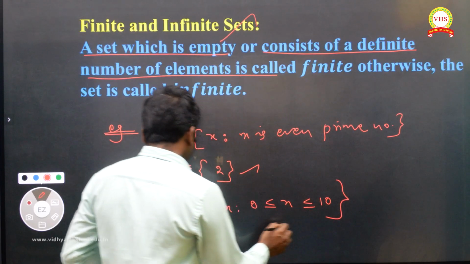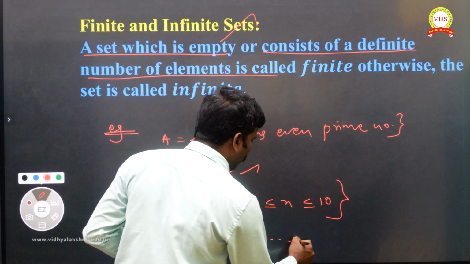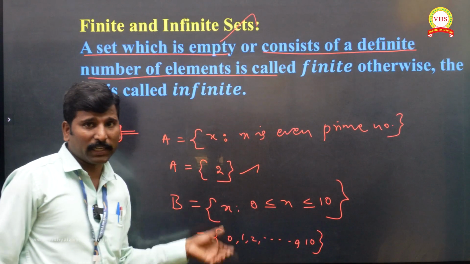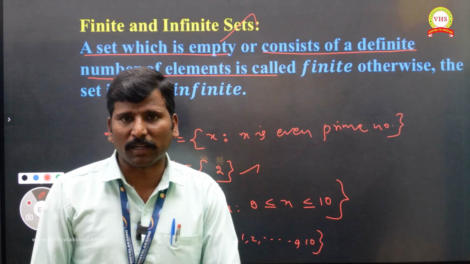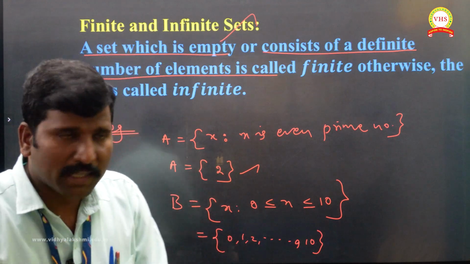That is our wish. So when you write, what you will be getting from 0, 1, 2, 3, it's going till number 10. This is the finite set. Finite set means there is a last number and first number. So this we can say finite set.